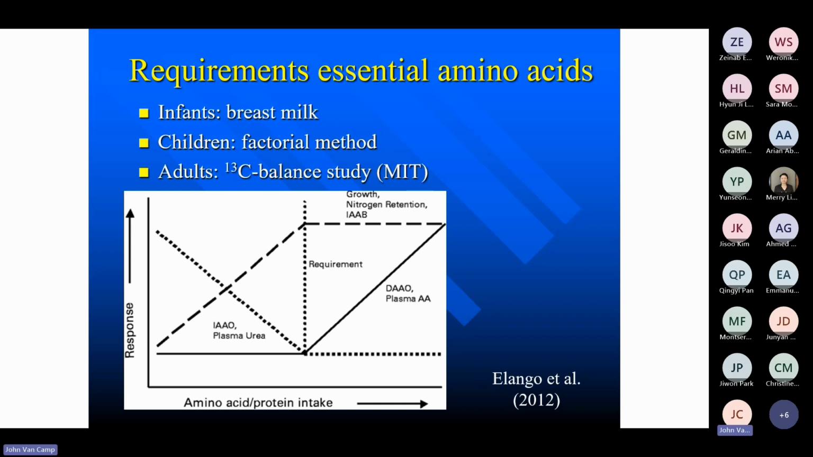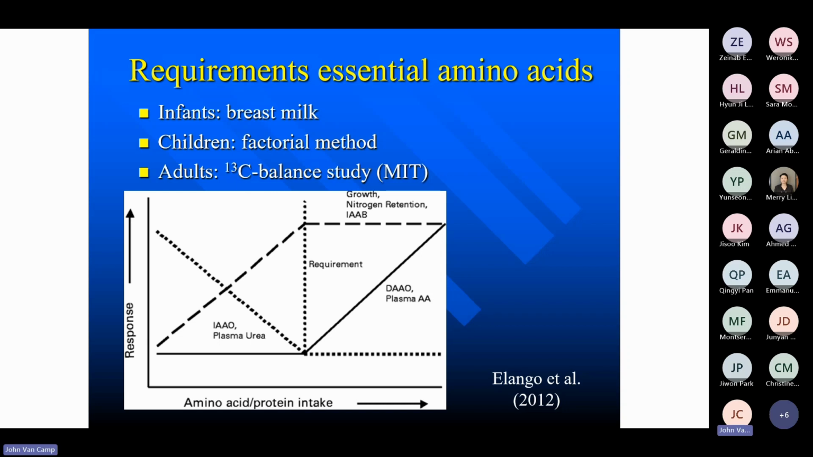For children, the factorial method has been used in the past, the same as with total nitrogen. But today, the factorial method for children, especially for amino acids, is not used anymore because it has ethical restrictions. And you cannot, for example, deny a child to take in an essential amino acid because it could directly affect growth speed. So this is ethically not allowed anymore.